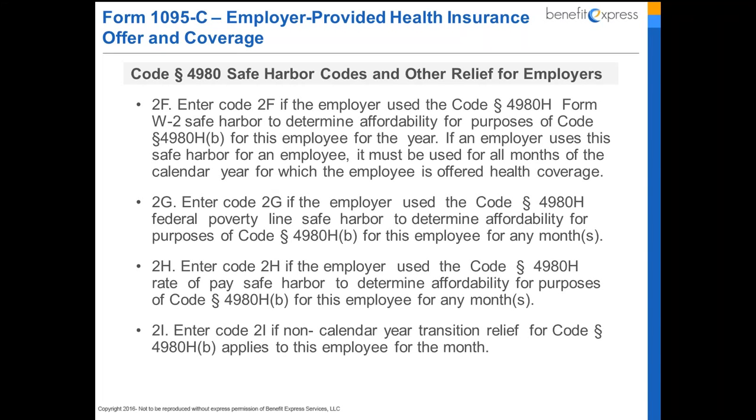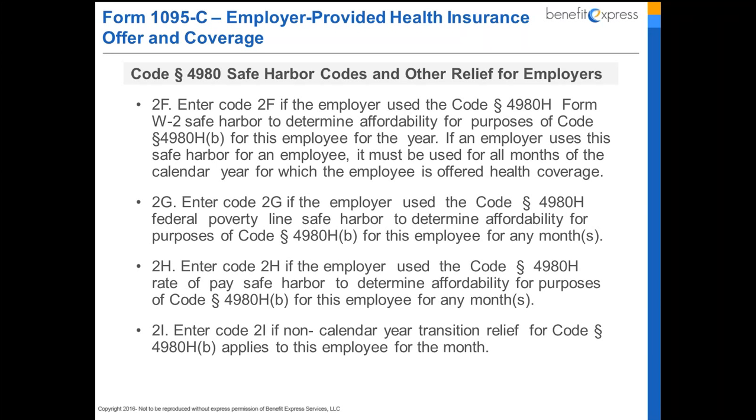Now, 2F, 2G, and 2H. These are what's called the safe harbor codes, and you only would use them if somebody waived coverage. 2F is if you use the W-2 safe harbor. 2G if you use the federal poverty line safe harbor, and 2H if you use the rate of pay safe harbor. But again, please remember, you only use one of these codes for any month that employee actually waived coverage.